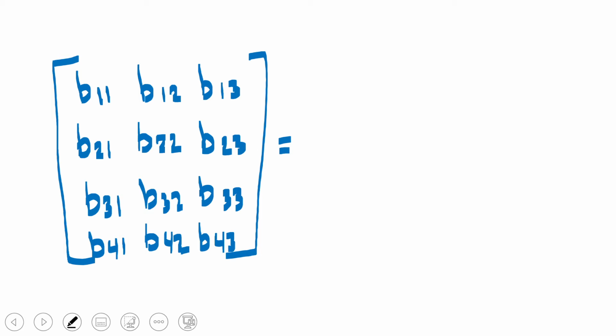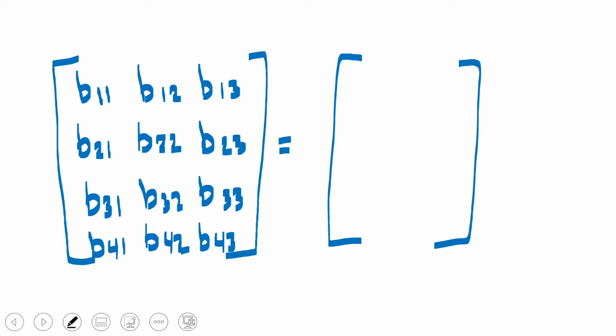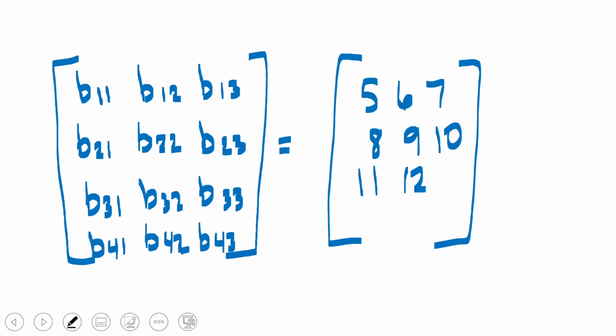If we set this equal to a matrix with values for the elements, such as this one, and we're asked to tell the value of a certain element, for instance, what is the value of B32 in this matrix? It would be 12.